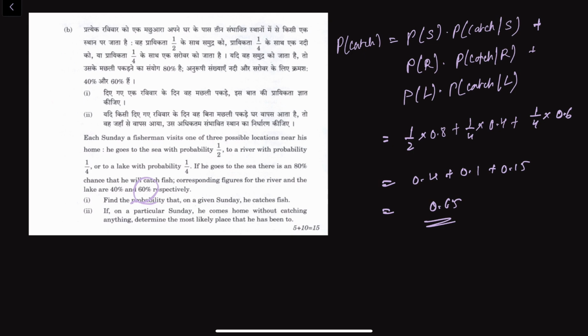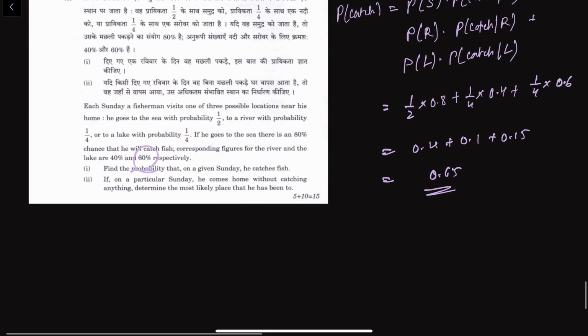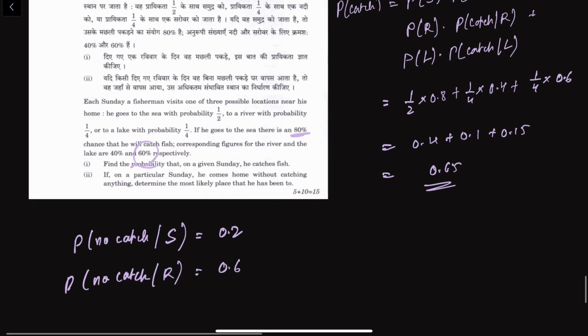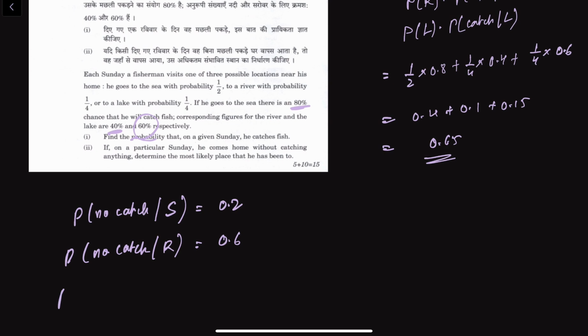Now in the second question, they are asking: if on a particular Sunday he comes home without catching anything, we need to determine the most likely place that he has been to. First, the probability of no catch given the sea: 80% is the probability of catching a fish, so 0.2, or 20%, is the probability that he does not catch in the sea. The probability that he does not catch a fish given a river is 0.6, because 40% is the catching probability. And similarly, the probability of not catching a fish in a lake is 0.4.